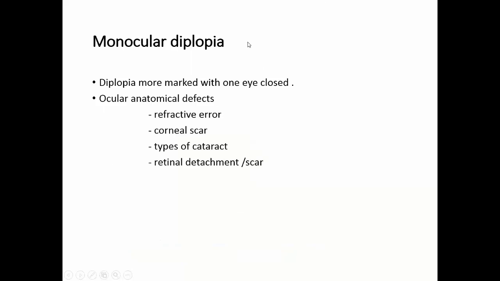So with that, we move into the little topic on monocular diplopia, which usually presents to eye surgeons. The diplopia is more marked when one eye is closed. In normal diplopia, the thing you normally call diplopia, both eyes have to be open and have good vision to have developed diplopia. But here, diplopia is more marked when one eye is closed. This is due to an ocular anatomical defect in the affected eye. Either a large refractive error, a corneal scar, certain types of cataracts, retinal detachment, retinal scars, or any ocular anatomical defect can cause monocular diplopia.